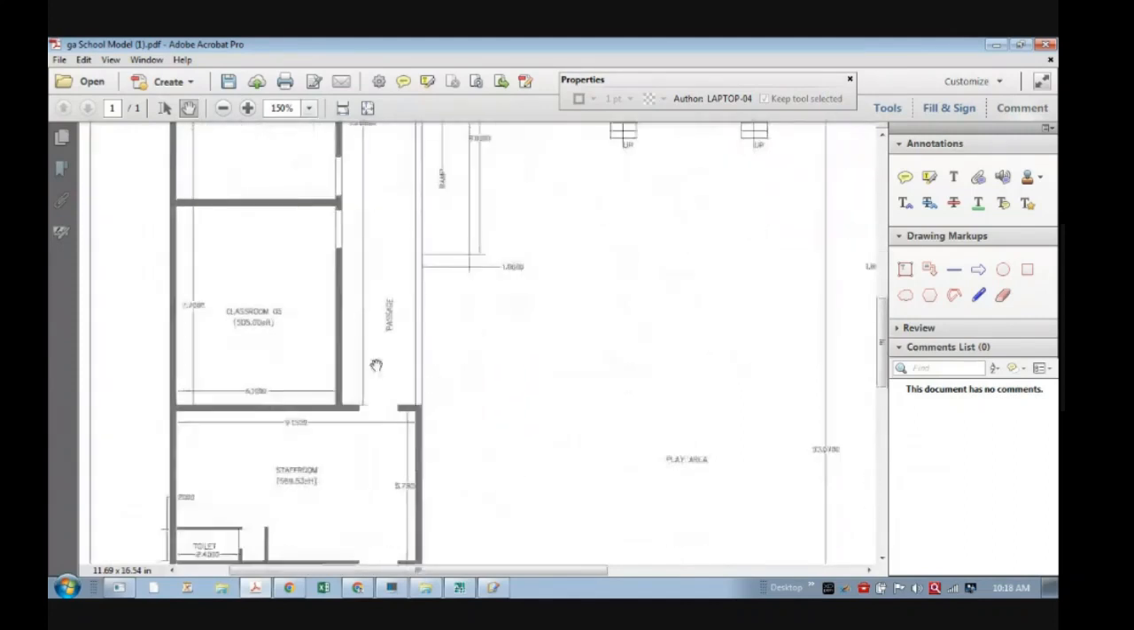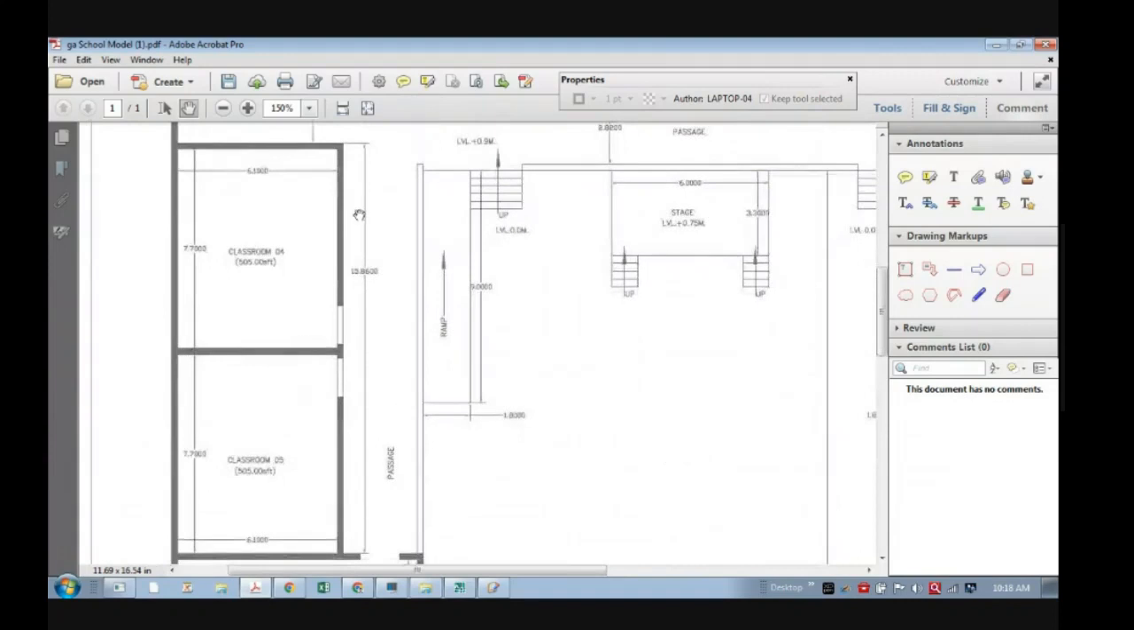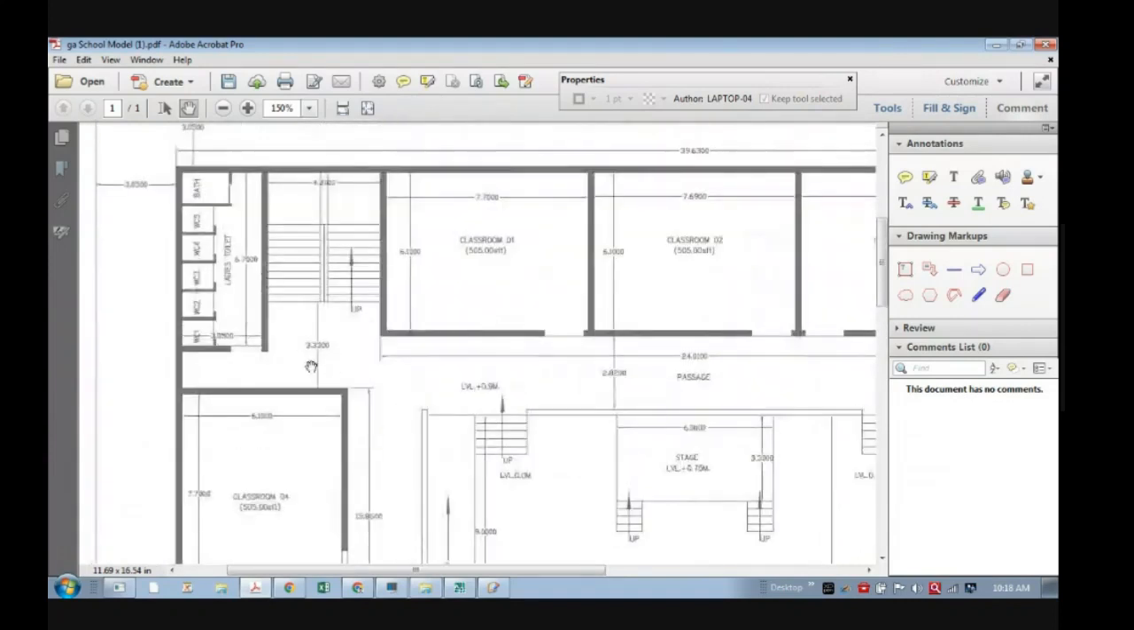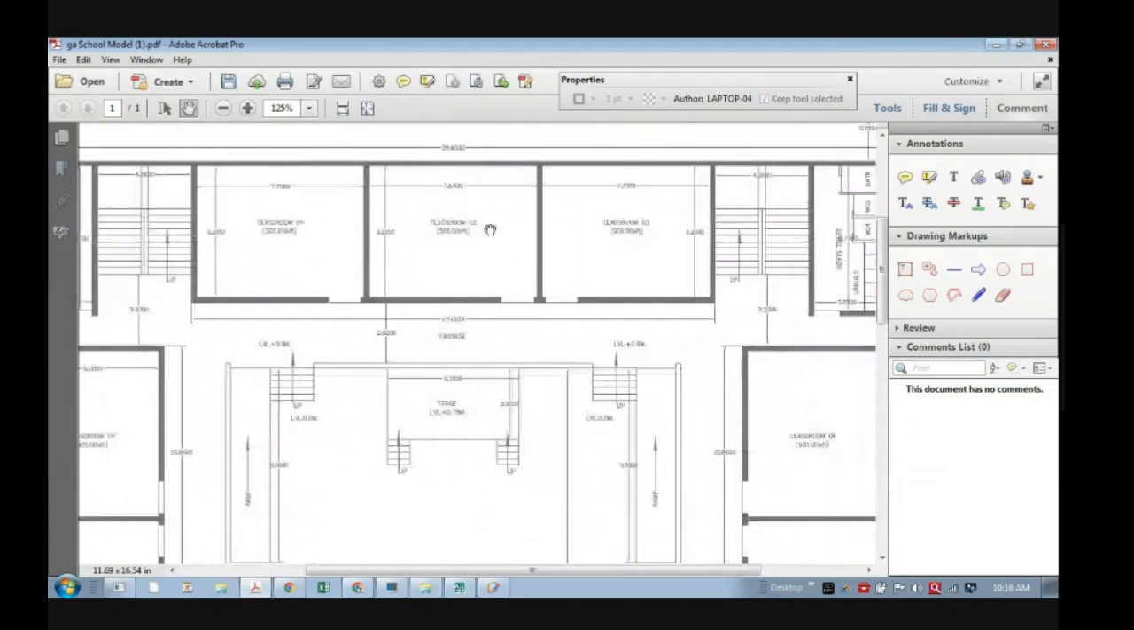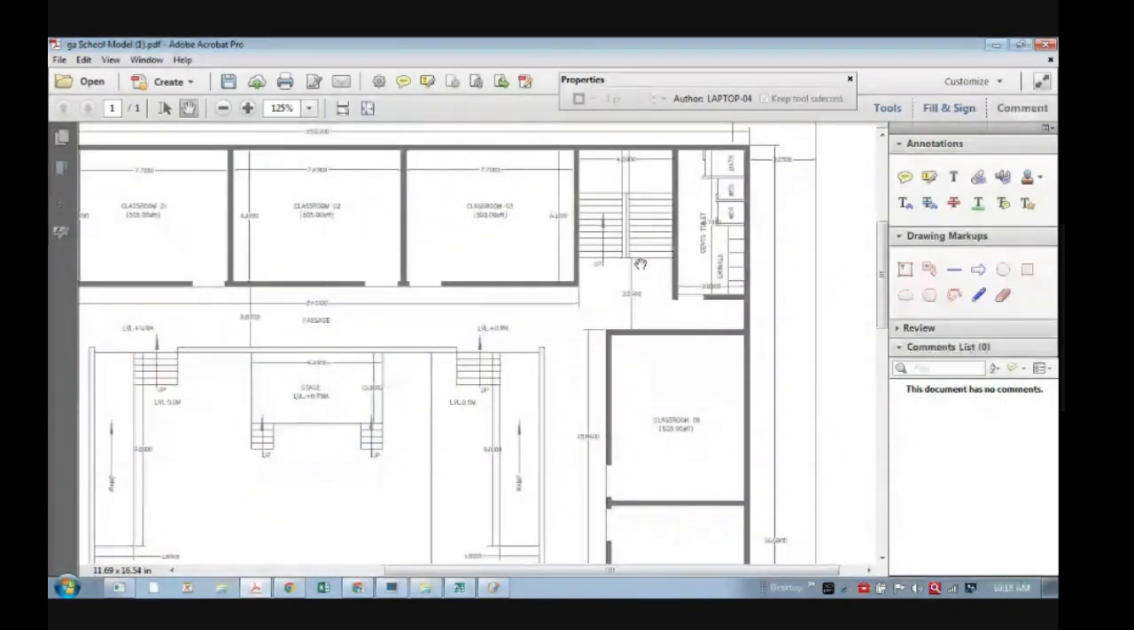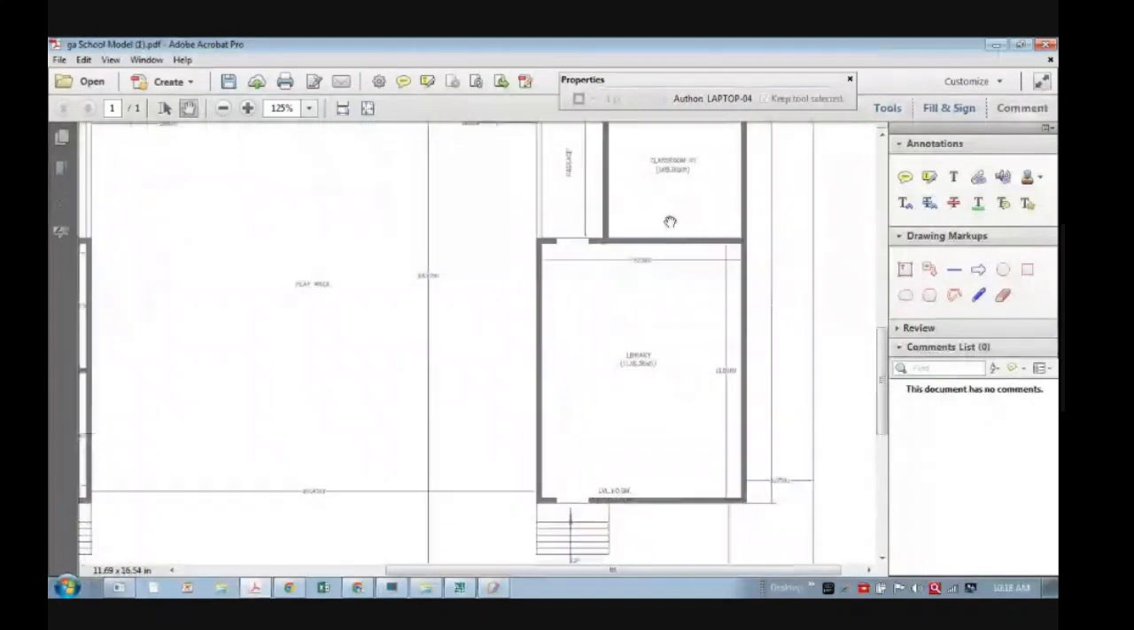And there is a passage here, so that you can travel through the passage and go to the classrooms like this. Then there is a staircase, and here we have the toilets, then a staircase, then again there are classrooms here, here, 1 2 3. Then again here one staircase along with the toilets. Here classrooms, and here a library room is there.